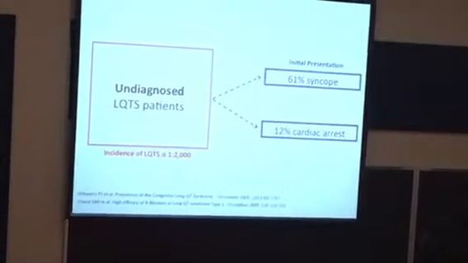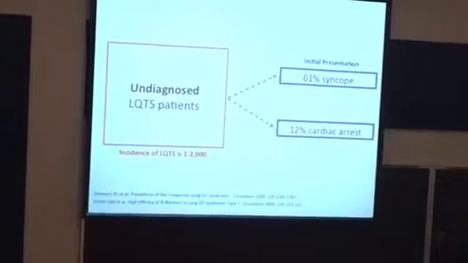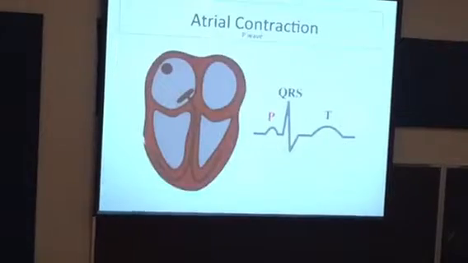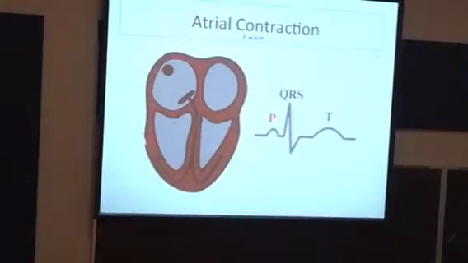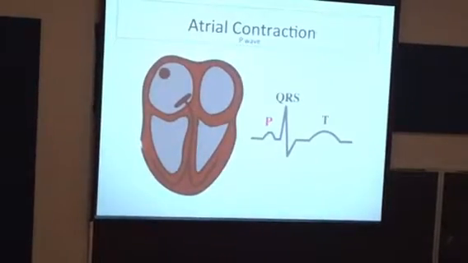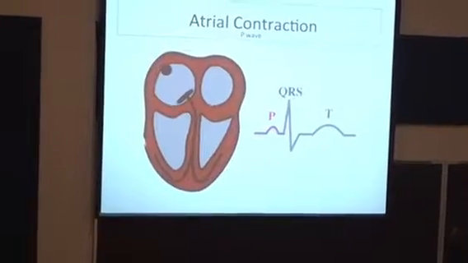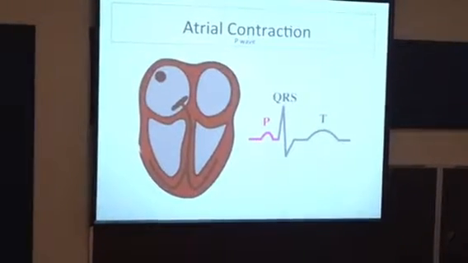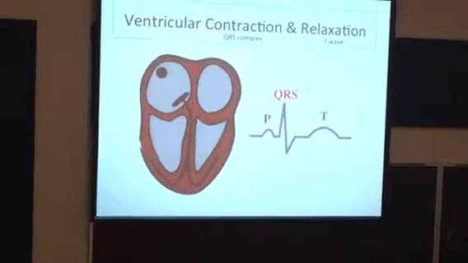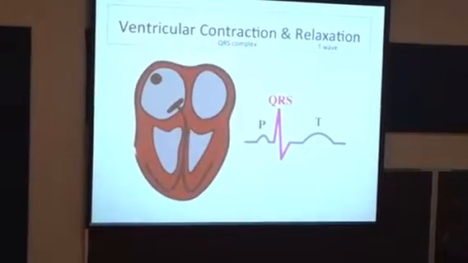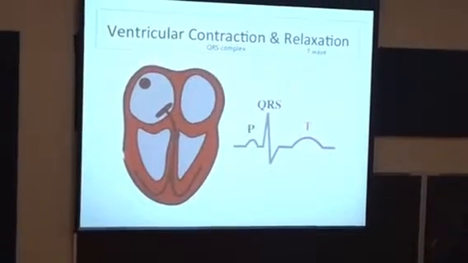So the QT interval is clearly an important part of diagnosing somebody with long QT syndrome, right? So let's make sure we know what the QT interval is and what it represents. Now, I know you all look at EKGs all the time, but let's just do a quick basic review. As a reminder, atrial contraction manifests on the EKG as the P wave, ventricular contraction as a QRS complex, and ventricular relaxation as the T wave.